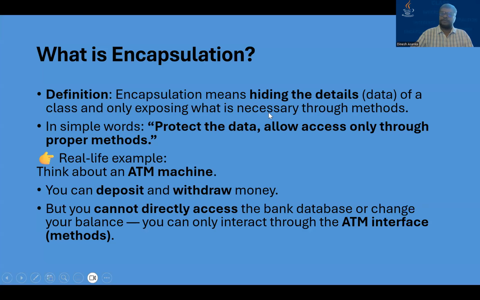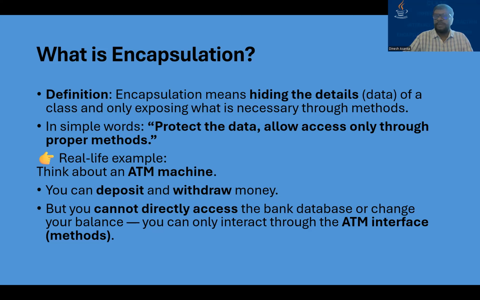First, what is encapsulation? By definition, encapsulation means hiding details. So basically, in a class, you expose the class properties through methods. You are not exposing variables, properties of the class directly to the end users. Encapsulation means you are protecting the data, allowing access only through the proper methods.